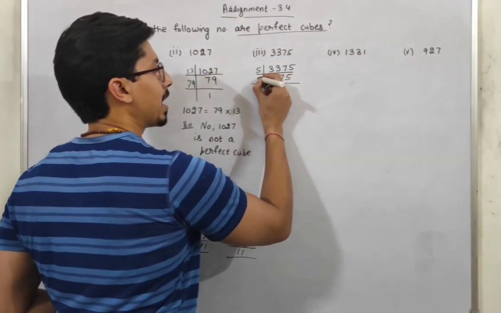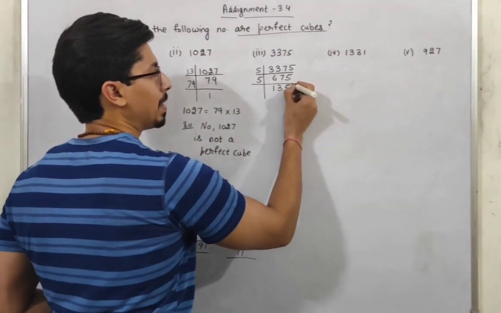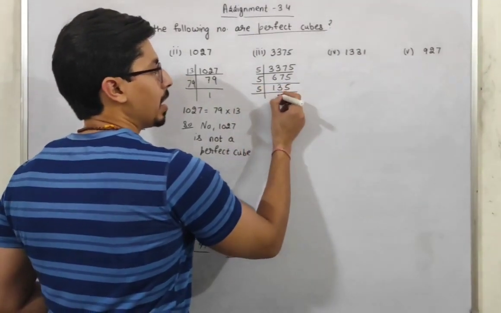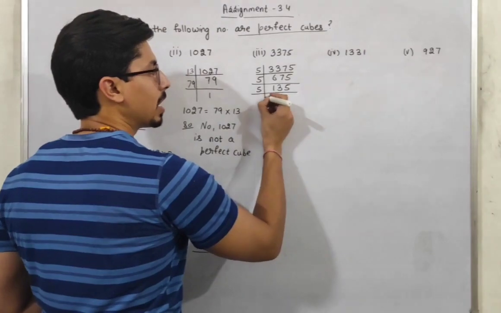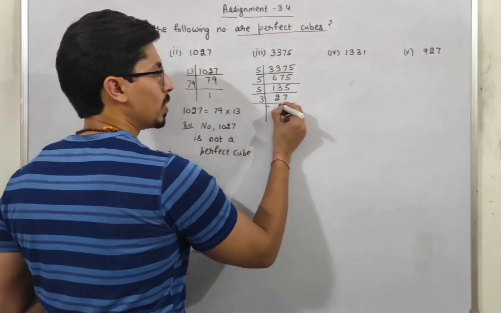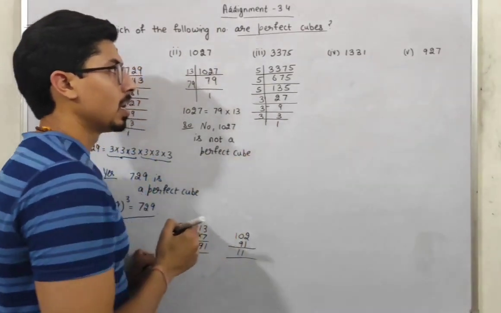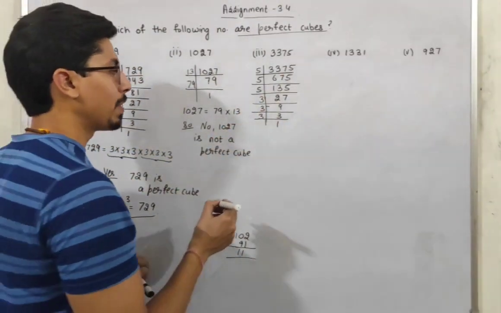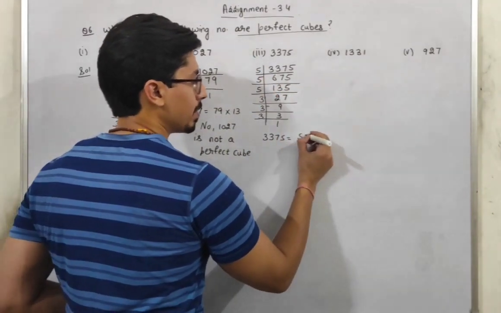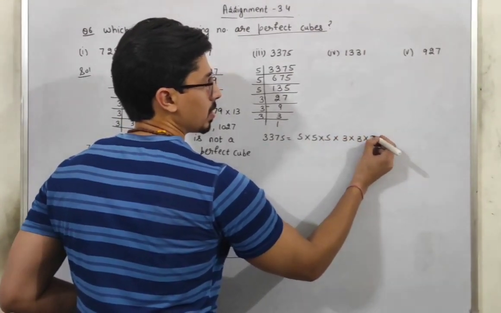Now if I take 5 again, it will be 1, remainder is 3, 5 3s are 15, 5 5s are 25. Okay, again if I take 5, it will be 5 2s are 10, 5 7s are 35. Now we will divide it by 3, students. So 3 9s are 27, 3 3s are 9 and 3 1s are 3. Now this 3375 can be written as 3 times 5 and 3 times 3, students.